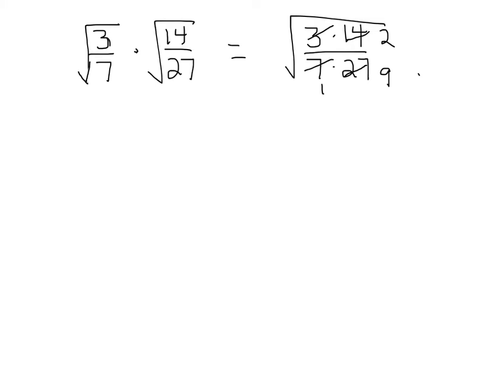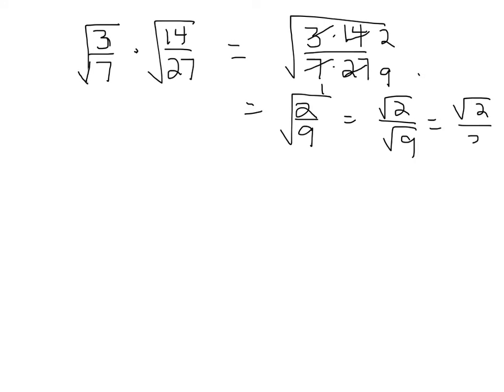And that gives me root 2 over 9, which is root 2 over root 9, and that equals root 2 over 3. So basically what you want to do is put it all under one fraction and one radical sign, cancel out the common factors, then divide them in the end, and make sure that you've got simplest radical form.